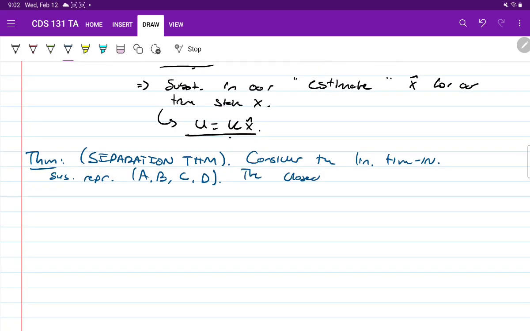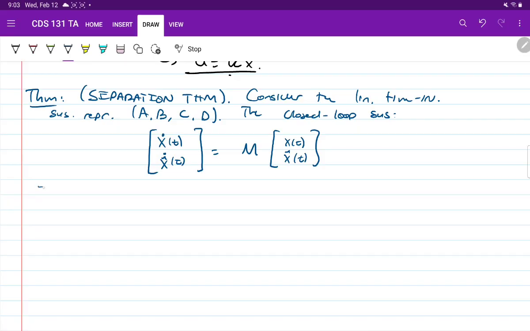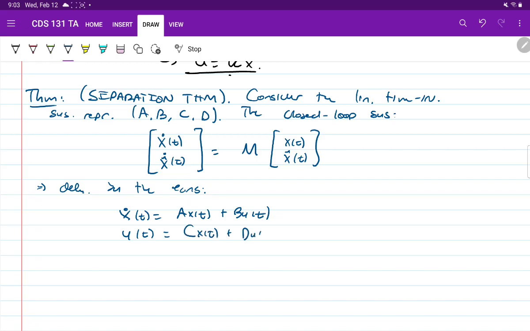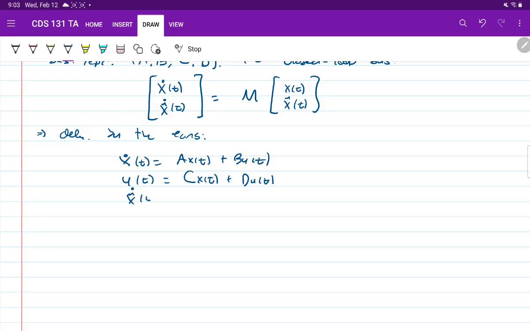Then we say that the closed loop system, defined by the state equations x dot of t, x hat dot of t equals M times x of t, x hat of t, is defined by the equations: our normal state and output equations, which are x dot of t equals Ax of t plus Bu of t, y of t equals Cx of t plus Du of t; then our observer, which is x hat dot of t equals (A plus LC) times x hat of t minus Ly of t plus (B plus LD) times u of t; and then u of t equals Kx hat of t, which is our control using our estimated state.